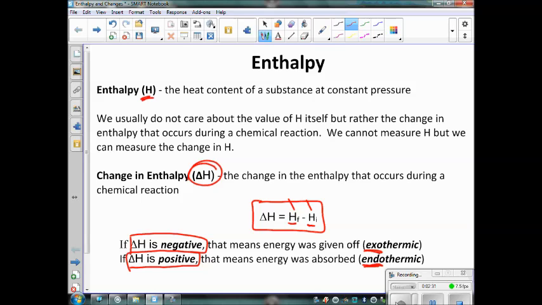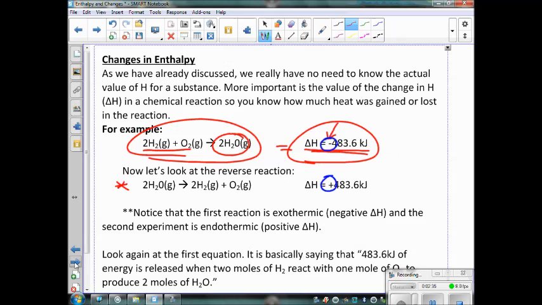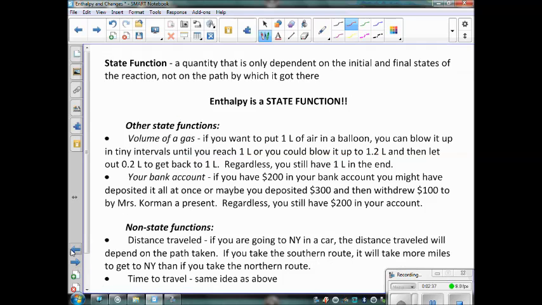Now, part of that comes into play with this next slide. Oops, one too many slides. All right, this slide here talks about something called a state function. Enthalpy is something called a state function. There are a lot of state functions out there. Let me show you the definition first of state function. It says a quantity that is only dependent on the initial and final states of the reaction, not by the path by which they get there.